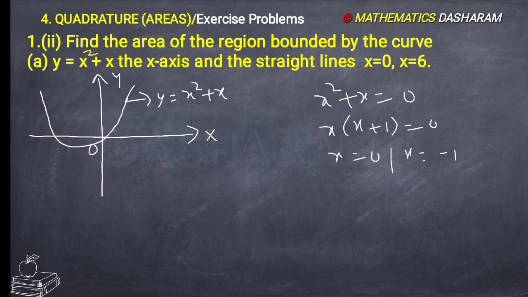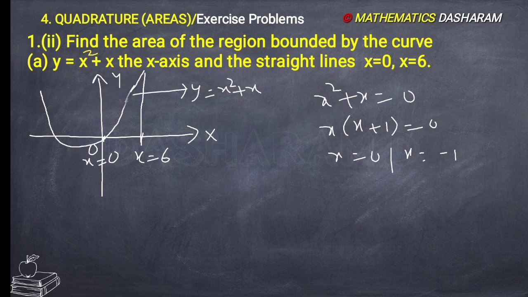Now the x-axis is already there. Next are the straight lines x equals 0 and x equals 6. This is x equals 0. Next x equals 6 means 6 will be here. Draw one straight line. So this is the area we need to find out.